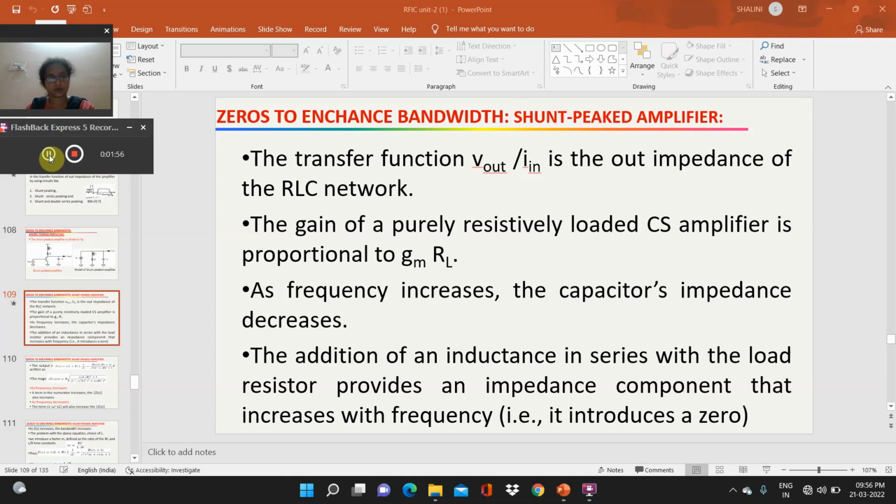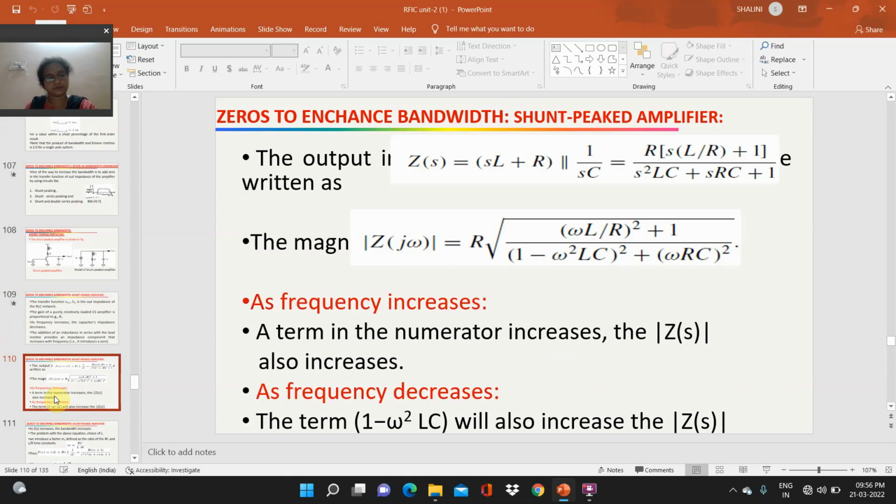Next, the output impedance Z of s is equal to (sL plus R) in parallel with 1 by sC, which is equal to R times (sL by R plus 1) by (s square LC plus sRC plus 1). The magnitude of Z of j omega is equal to R times the square root of (omega L by R) whole square plus 1, by (1 minus omega square LC) whole square plus (omega RC) square.